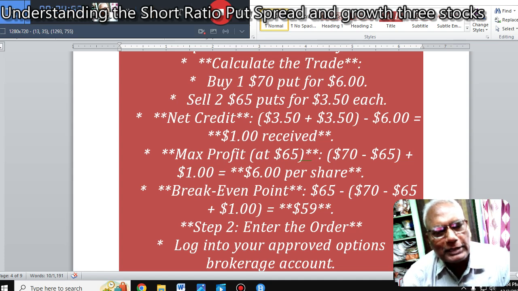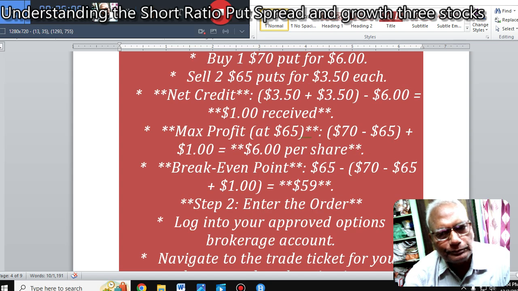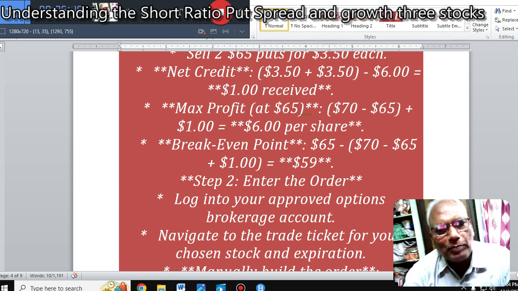Maximum profit at $65: $70 minus $65 plus $1 equals $6 per share. Break-even point: 65 minus (70 minus 65 plus 1) equals $59.